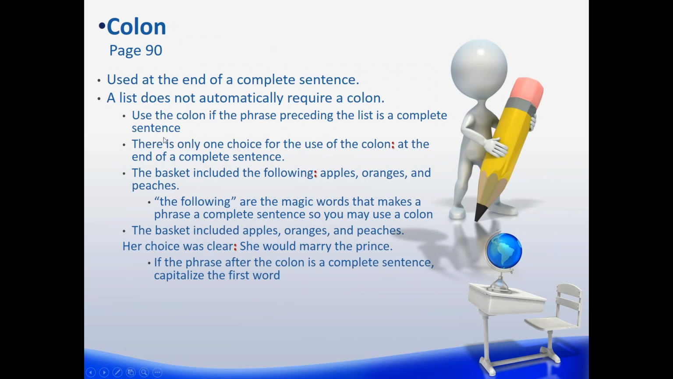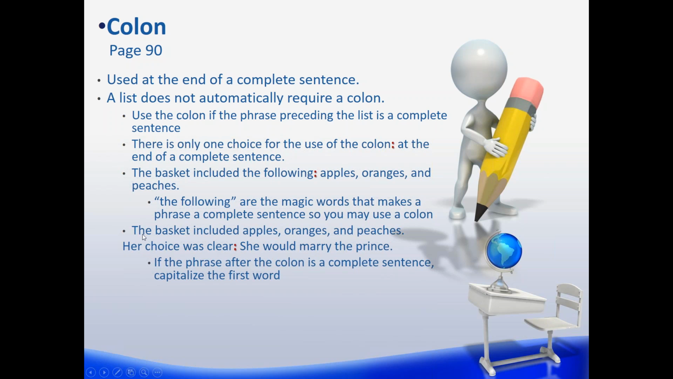Okay, colons are only used at the end of a complete sentence. Just because you have a list does not automatically mean that you can use the colon. So I have 2 examples here. There is only one choice for the use of the colon at the end of a complete sentence. This is a complete sentence up to here. I could put a period there and it would still make sense. So that's why I can use a colon there.